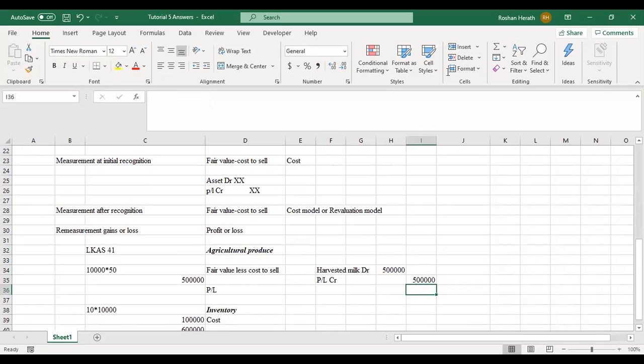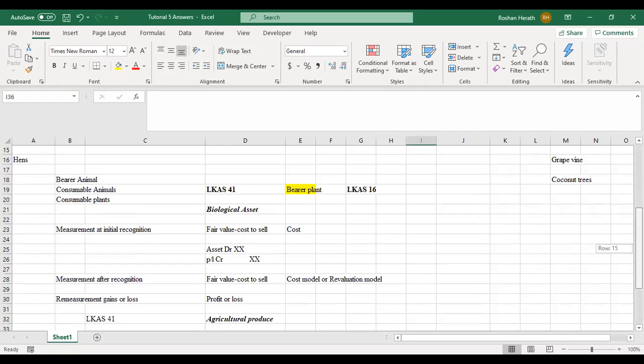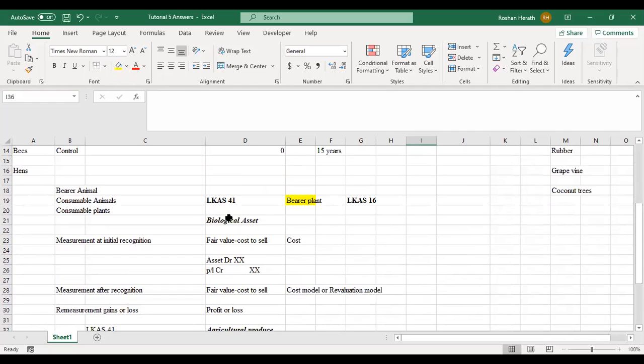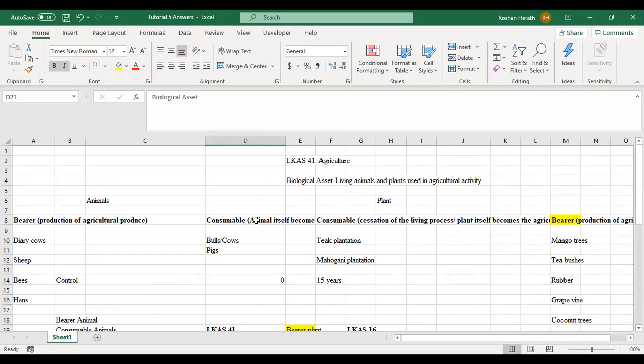Is there any difference between the agricultural asset and agricultural produce? Yes, that's what I'm telling. We are not referring to it as an agricultural asset, but we call it the biological asset. The biological asset is what gives us the agricultural produce. The plants, animals, consumable bearers are what we said are the biological assets.